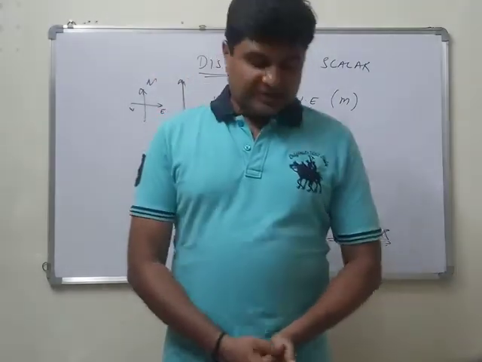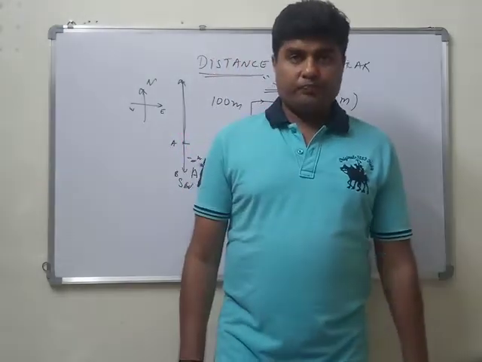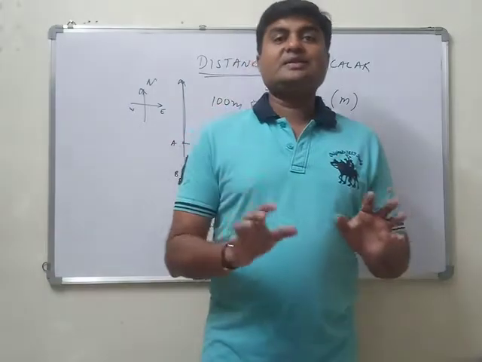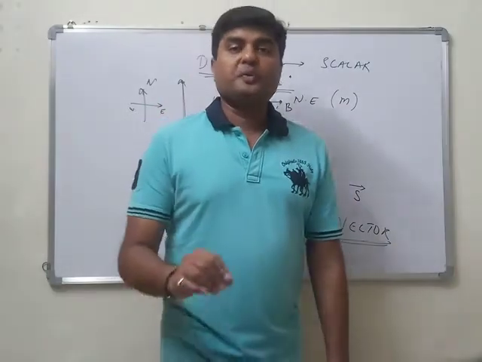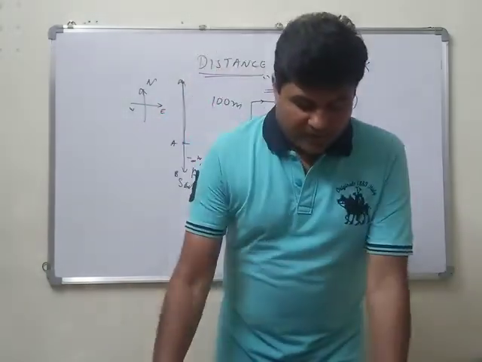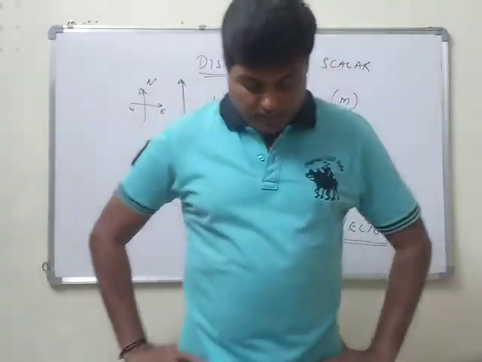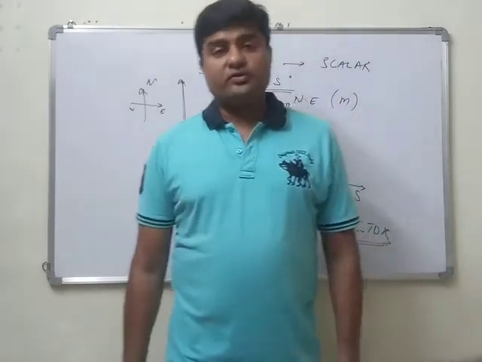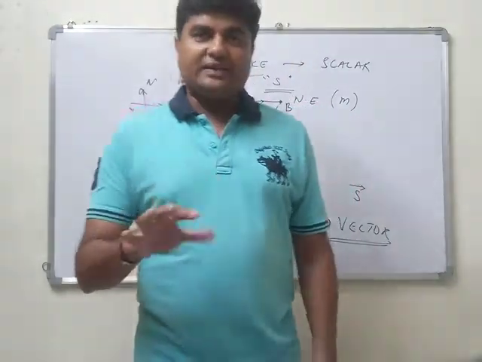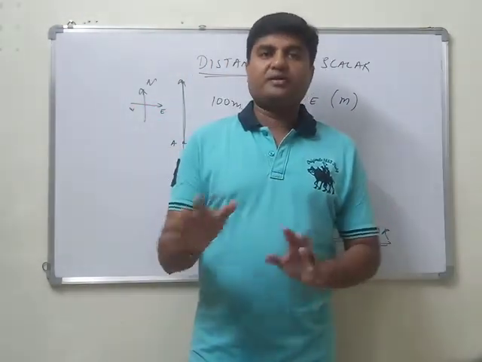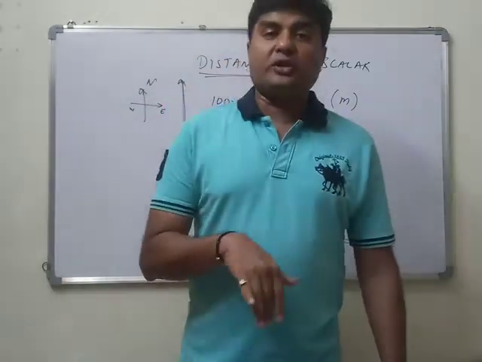The last and final thing is distance. It may not be zero even if the displacement is zero. Even if displacement is zero, distance may not be zero. But if distance is zero, then displacement is surely zero. Whereas displacement is zero if distance is zero. If distance is zero, there cannot be any displacement at all. That's why if distance is zero, displacement is zero. But distance may not be zero even if displacement is zero.